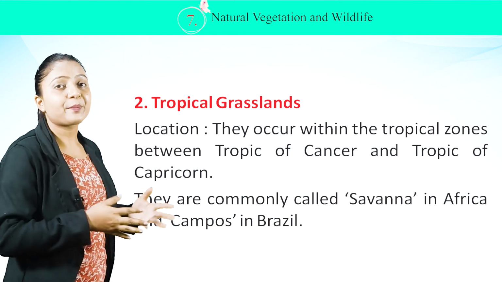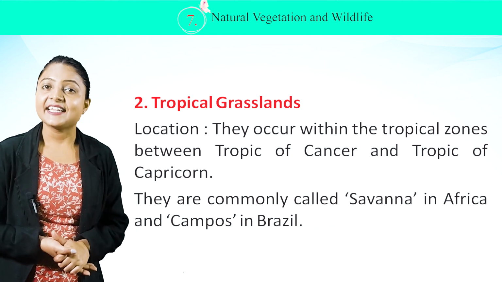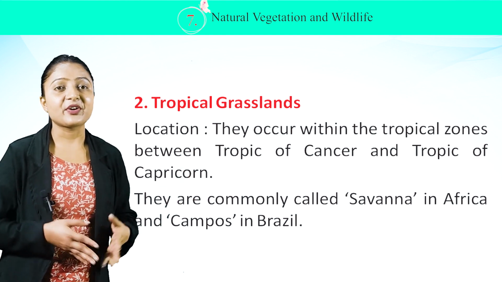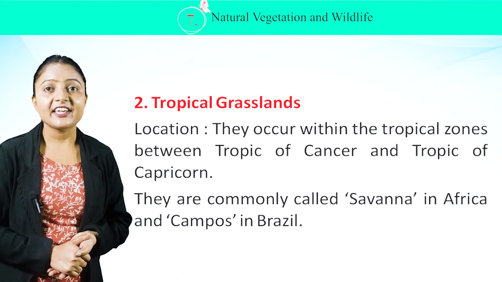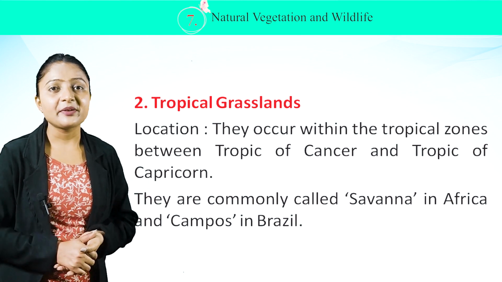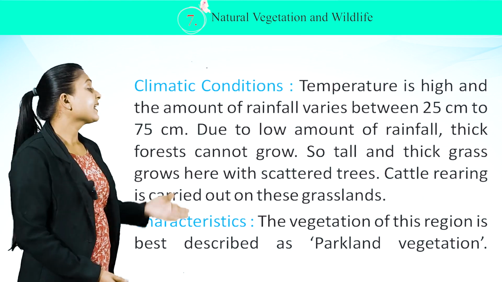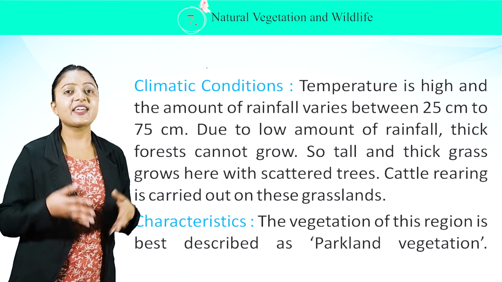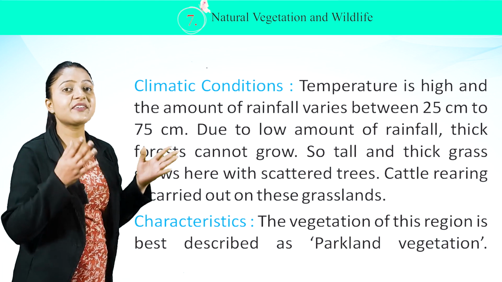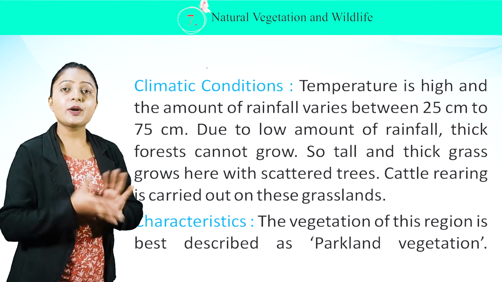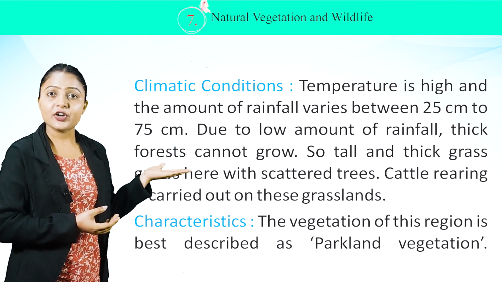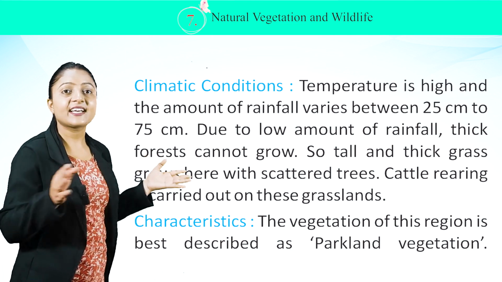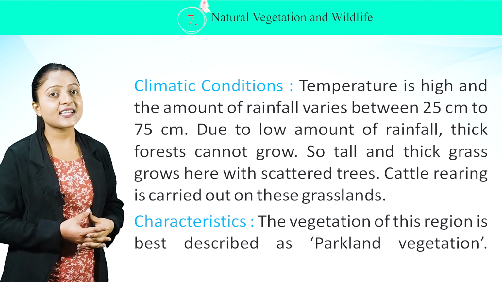Number 2, tropical grasslands. Location: they occur within the tropical zones between the Tropic of Cancer and Tropic of Capricorn. They are commonly called savanna in Africa and campos in Brazil. Climatic conditions: temperature is high and the amount of rainfall varies between 25 cm and 75 cm. Due to low rainfall, thick forest cannot grow, so tall and thick grasses grow here with scattered trees. Cattle rearing is carried out on these grasslands.